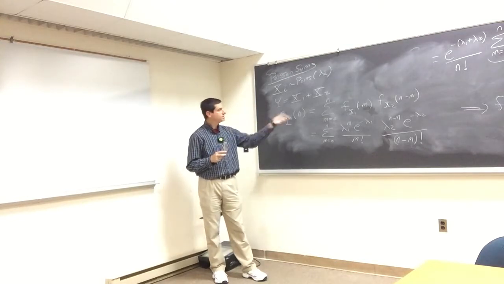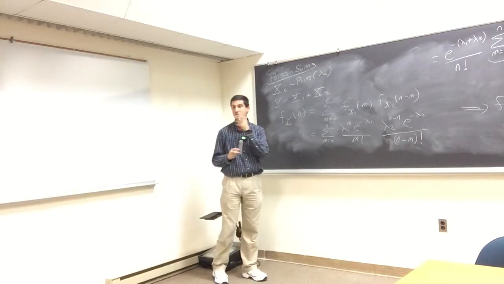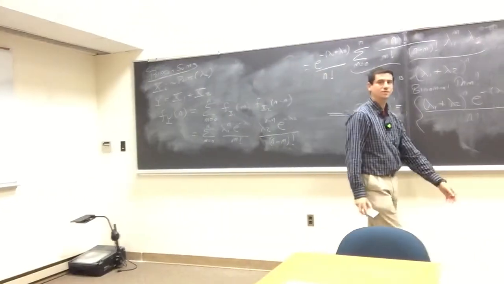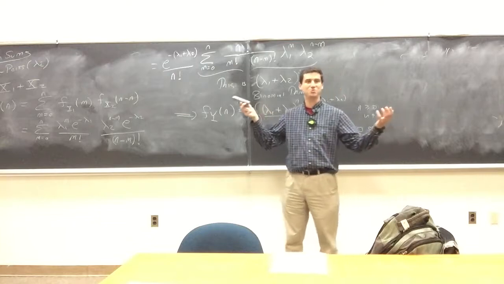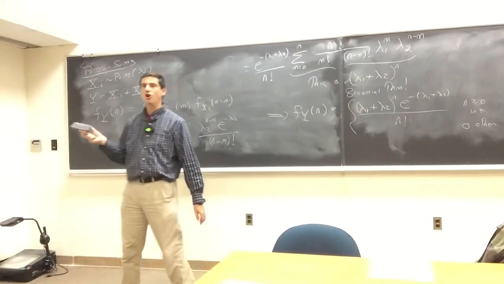Okay? What do you think sums of Poisson should be? I'll accept two answers. What should sums of Poisson be? Poisson. We just proved sum of Poisson is Poisson. But what should sums of Poisson almost be?